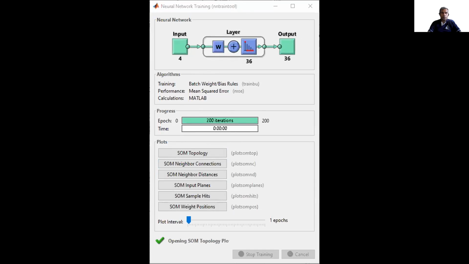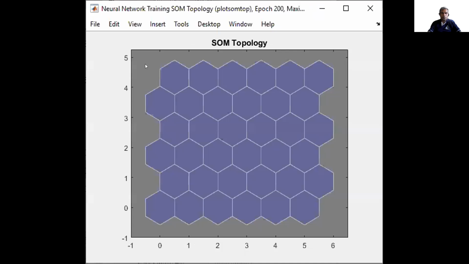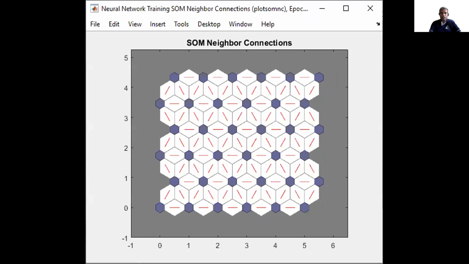And if you click this SOM topology, this is how the network looks like. So although I said it's a 6 by 6 grid, it's more like hexagonal because you need to have the internal connections. So if you want to know about how the neighbors are connected, then click the next button. So this is how the neighbors are connected. Each of these interconnections has a certain weight connecting them.